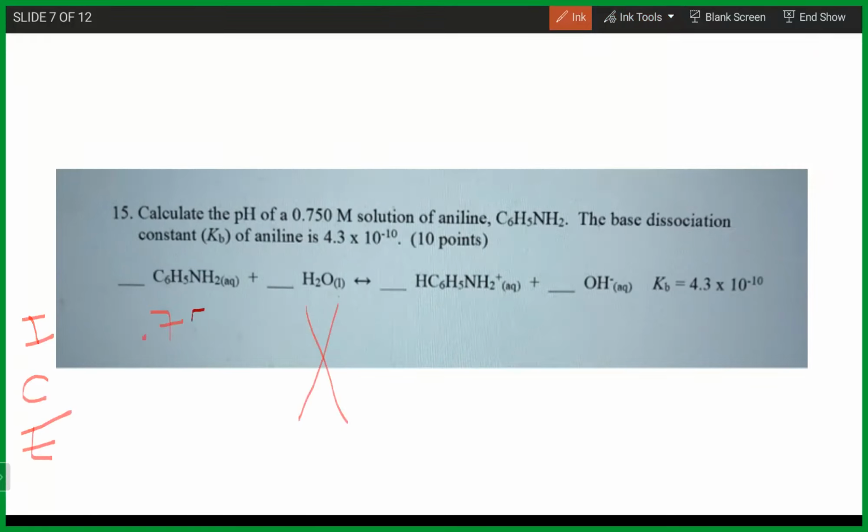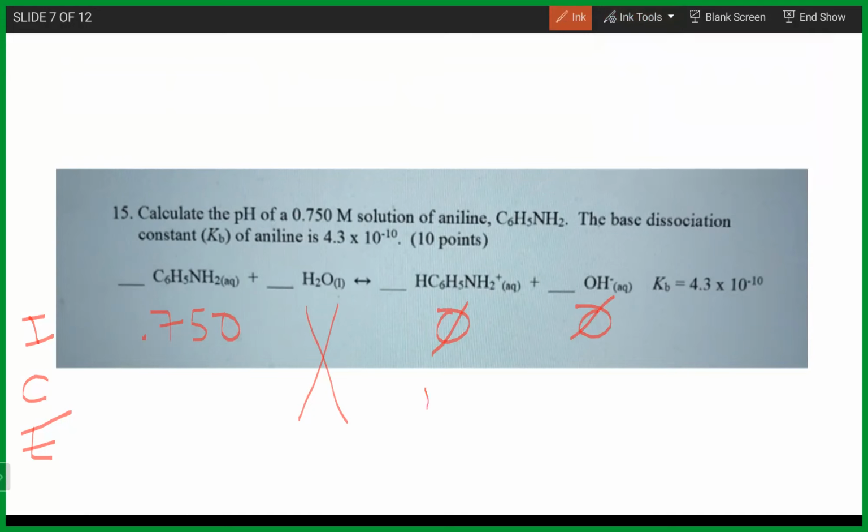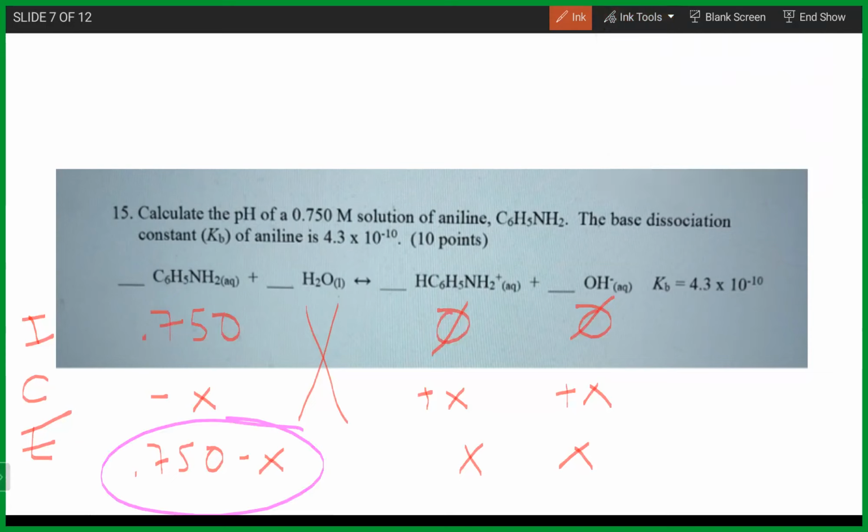So we'll have 0.750, and then we'll have none of the products initially. So we'll see plus x, and then minus x. But for this one, since Kb is so small, 10 to the negative 10th, this is going to be a reactant-favored reaction. We're going to have very little of it move to the product side. So in terms of the equilibrium concentration for that reactant, we can essentially just ignore the negative x because it's going to be so small compared to the initial concentration.